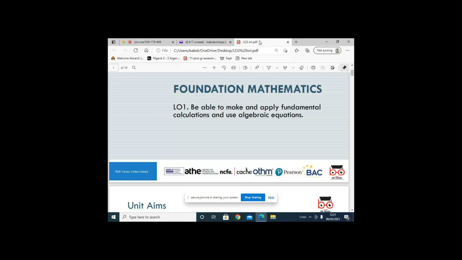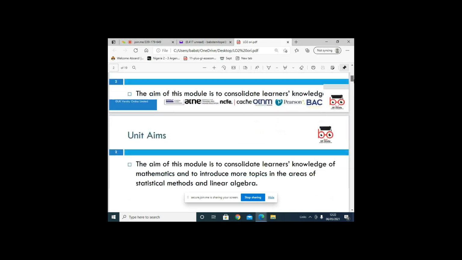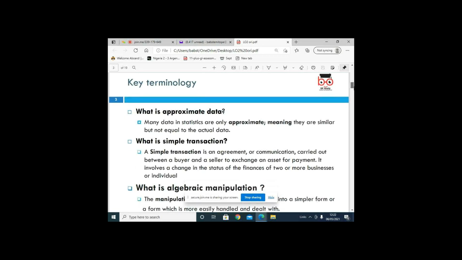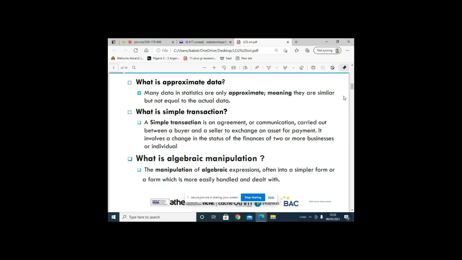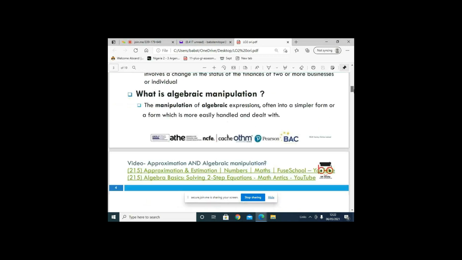Yeah. So the learning outcome is learning outcome 2: to be able to make and apply fundamental calculations and use of algebraic equations. That's what we want to do today. It's not as much as the previous one. So we should be able to look at the previous ones, not that long.